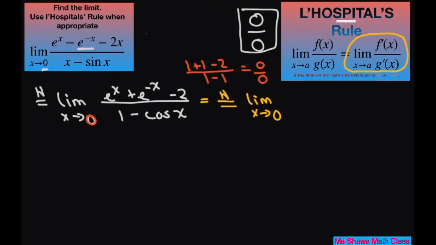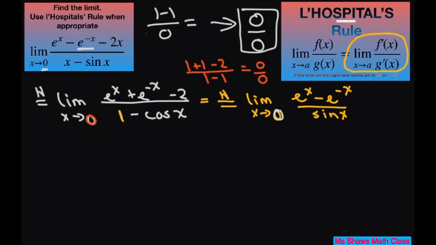And now we're going to take the derivative of our numerator, and that's going to give us e to the x. Now we're going to have minus e to the negative x. Derivative of negative 2 is just 0. And for the denominator, derivative of 1 is 0. And derivative of negative cosine of x is going to be positive sine of x. Now, when you apply the limit, we're still going to get 1 minus 1 and 0. So we still have this indeterminate form.